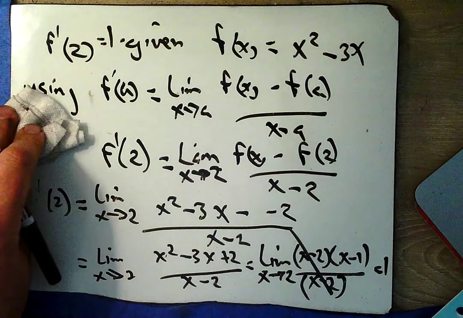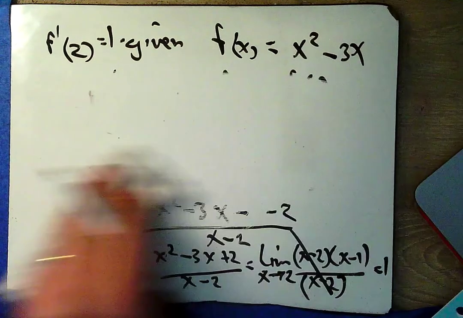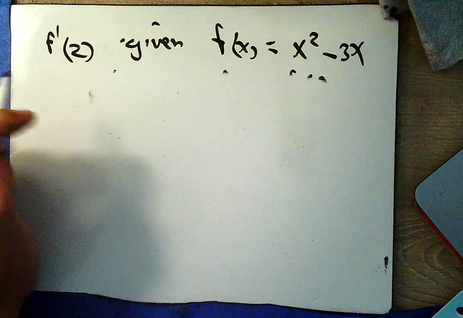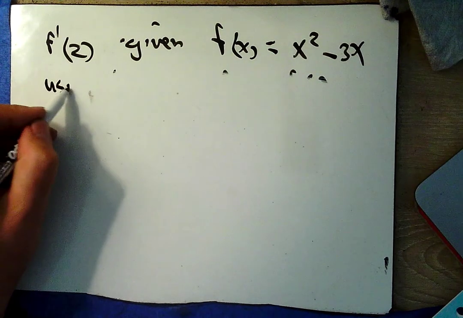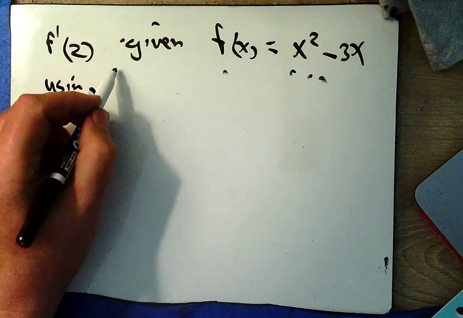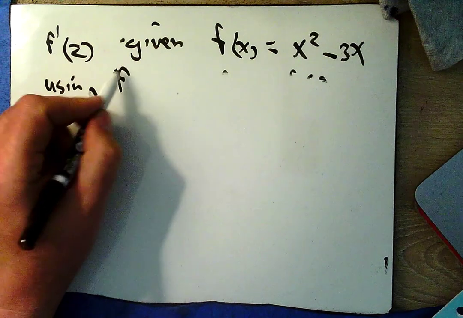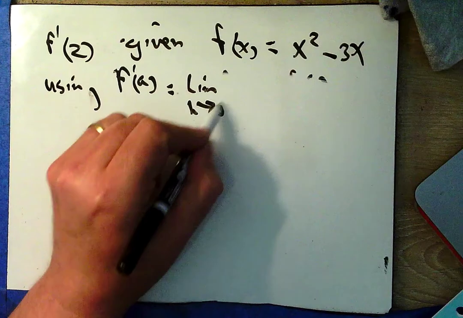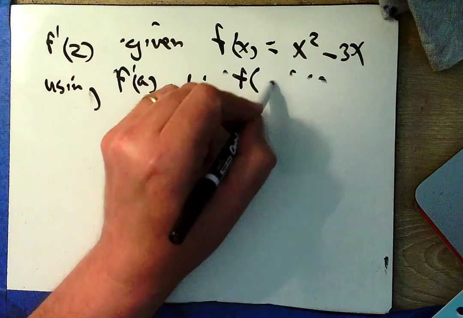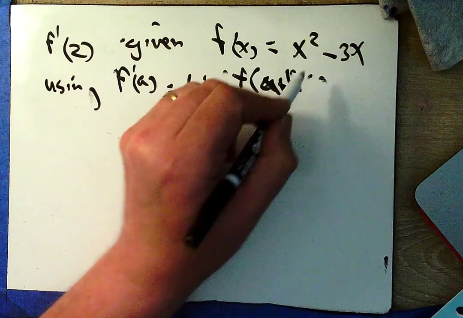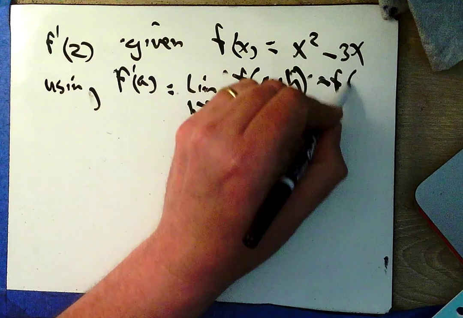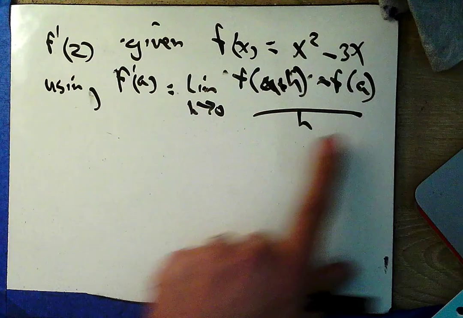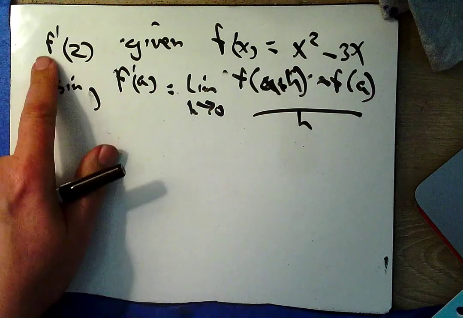All right, now that we've used that limit definition of the derivative, let's find f prime of 2 using f prime of a equals the limit as h heads to 0 of f of a plus h minus f of a all over h. Okay, and I want you to use this limit definition of the derivative to find f prime of 2.